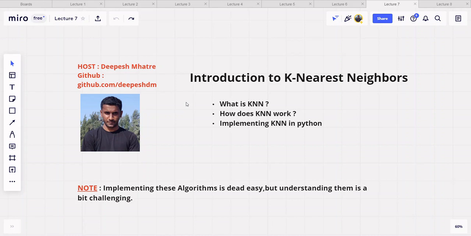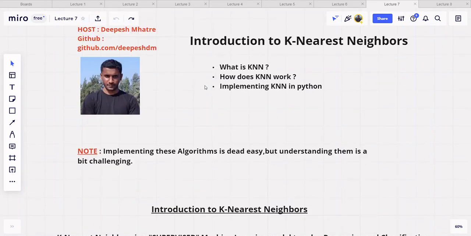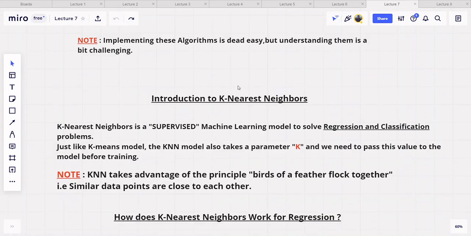So this will be a very quick video, and in the next part of this video we'll try implementing this algorithm in Python. Okay, so let's get started. So we'll first talk about what is k nearest neighbors. K nearest neighbor is a supervised machine learning model to solve regression and classification problems.